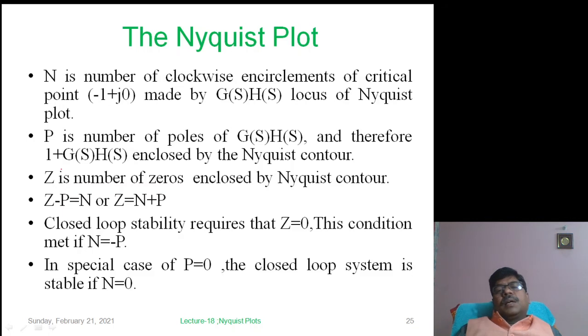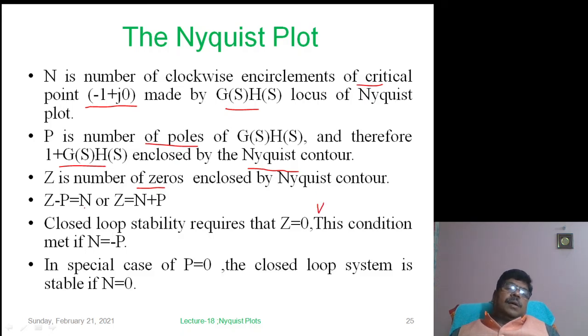Here again it is very simple, like earlier. N is the number of clockwise encirclements of the critical point minus 1 plus j0 made by GSHS. P is the number of poles of GSHS, and 1 plus GSHS encloses the Nyquist contour. So Z is the number of zeros enclosed by the Nyquist contour. So Z minus P equal to N, or Z equal to N plus P.